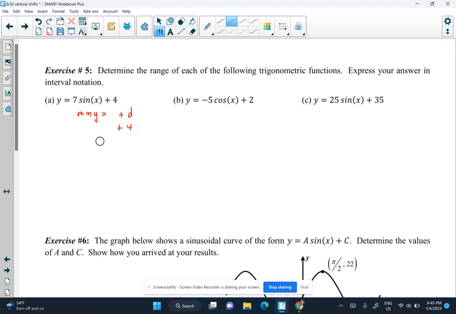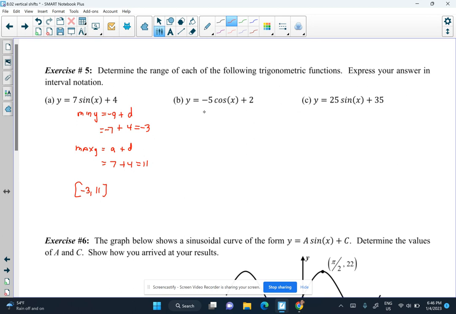Wrong. That's the maximum value. The minimum is -a plus d. So in this case, it's -7 plus 4, or -3. The maximum y is positive the amplitude plus d, and so it's 7 plus 4, or 11. And in interval notation, our range would be -3 to 11 in closed brackets.